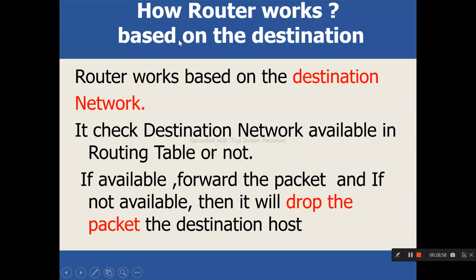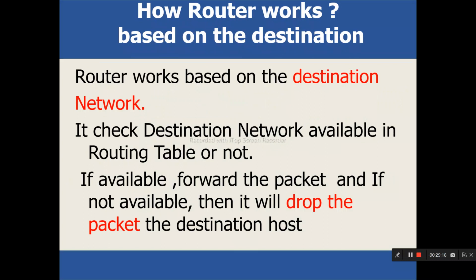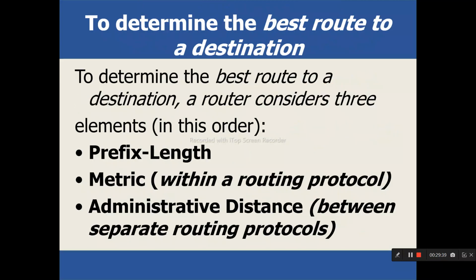How does the router work here? When it receives a packet, it searches whether the route is available in the routing table or not. If the route is available in the routing table, it forwards the packet. If the route is not available, it drops the packet. Whenever the router receives any packet, it checks whether the destination network is available in the routing table. If it is available, it forwards the packet. If not, it drops the packet. That is the function of your router.